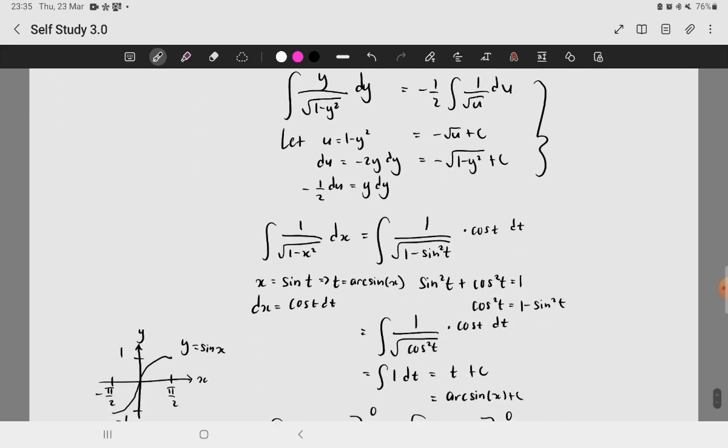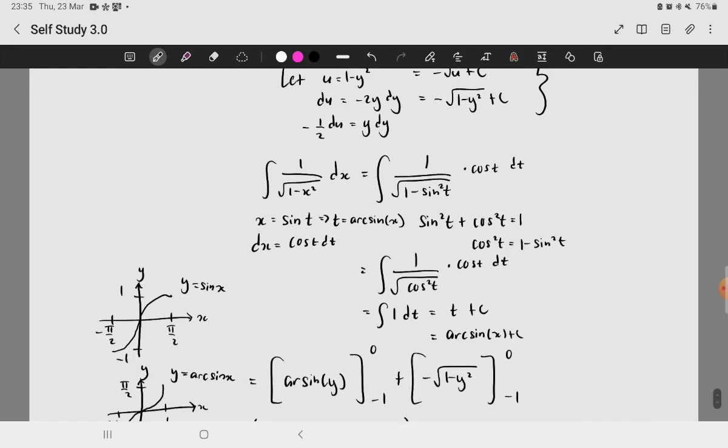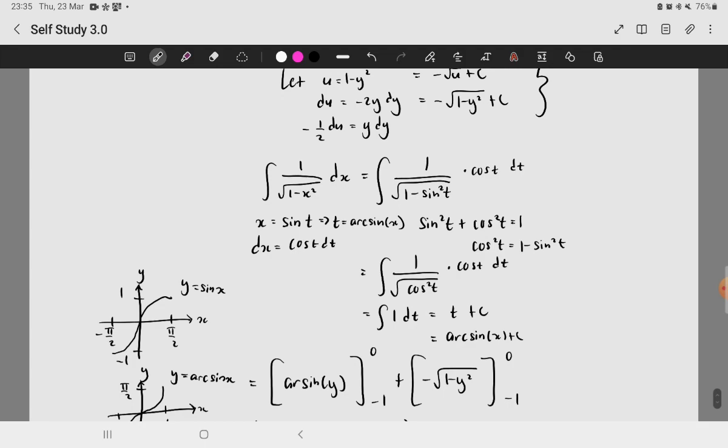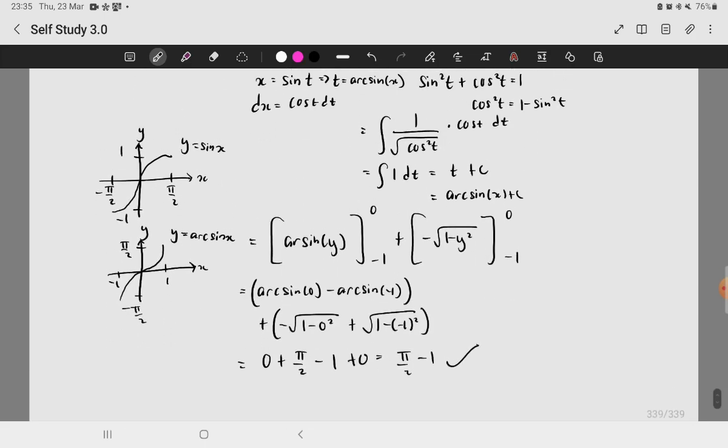And then from here, I showed you how to solve for arcsine of x, and then derive the resulting integral for the square root of 1 minus x squared by using trig substitution, and by obtaining pi over 2 minus 1. That should be your final answer.